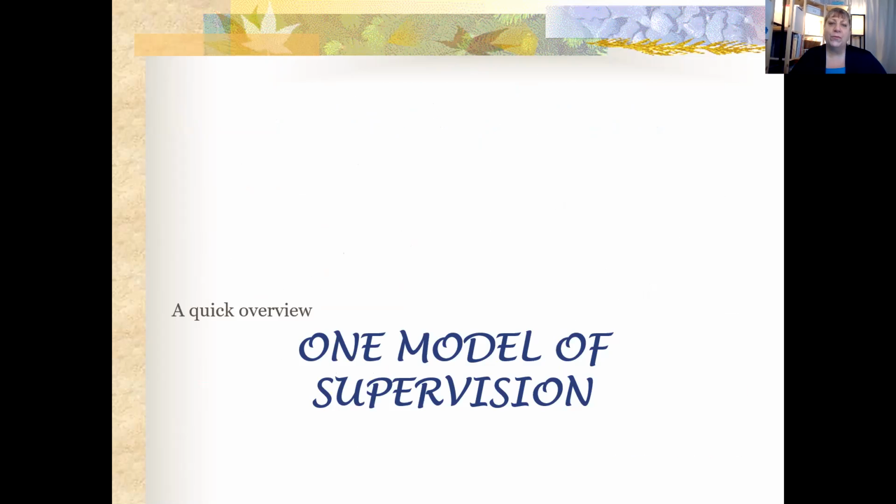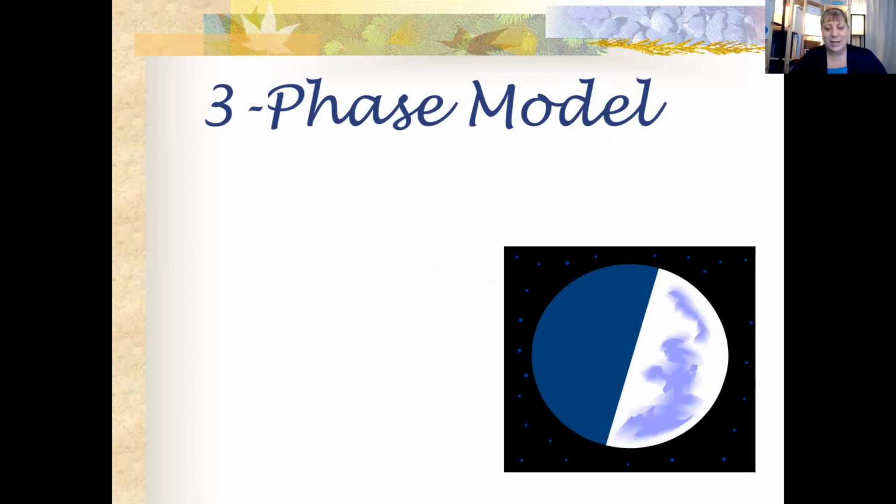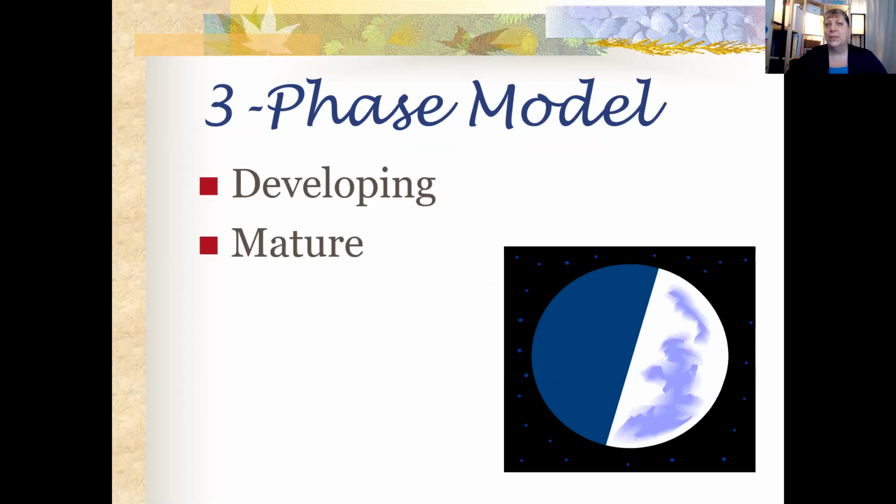I do want to give you a quick overview of one model of supervision because to me it makes the most sense. It's a three-stage model, a three-phase model of supervision that comes from Holloway. It's an older model, but older models are good models too. It's three phases, as I said. One is developing. This one is about developing, and it's really getting started. So in this model of supervision, the supervisee is in a phase of developing skills.